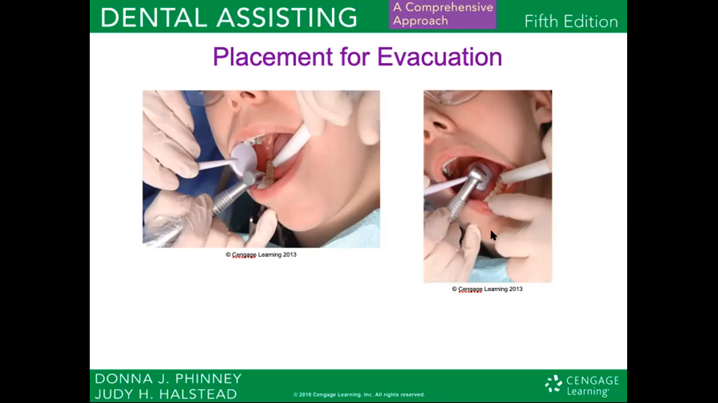Looking at this picture on the right-hand side, we can see that the evacuator tip is placed and the handpiece is positioned. It's placed just here on the buccal side, and the handpiece is right here on the lingual side. The bevel of the evacuator tip is positioned parallel to the buccal surface. See that tip of the bevel? It's kind of hard to see in this picture, but there's another picture in your book on page 424.